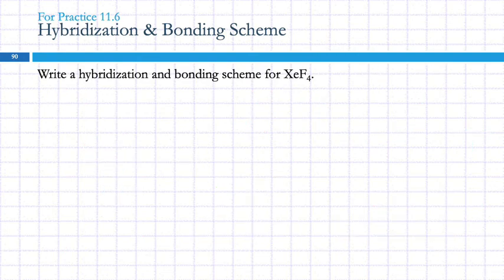What's on the next slide? Write a hybridization and bonding scheme for HCN. Lewis structure. Let's just cut to the chase, shall we? There we go. That's the Lewis structure. How many electron groups on the carbon? So what hybridization do I need? sp. Right?